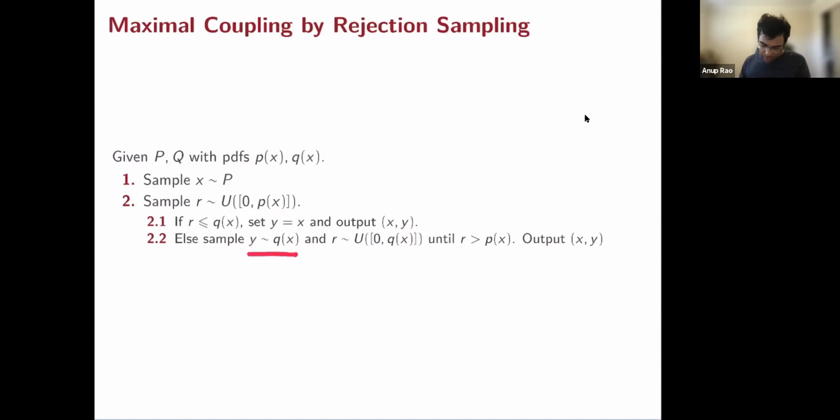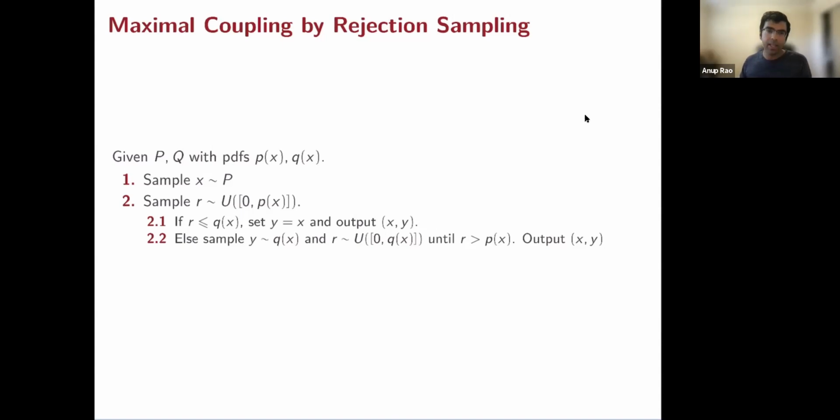Otherwise, we sample from Q, and we sample also a uniformly random number from 0 to Q of X, until a certain condition is satisfied: until R is bigger than the PDF of P at X. And then, once we have that condition, we output X comma Y.